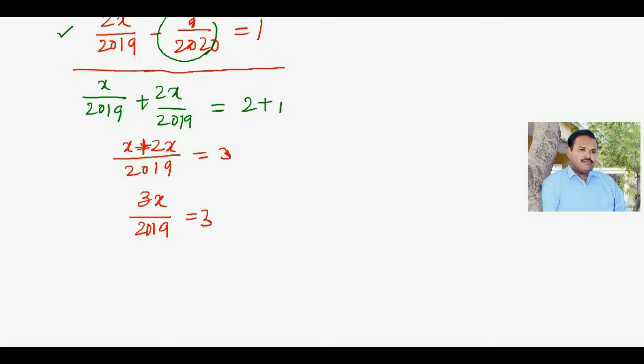Which is nothing but x is equal to 3 into 2019 divided by 3. So 3 gets cancelled. x is equal to 2019.